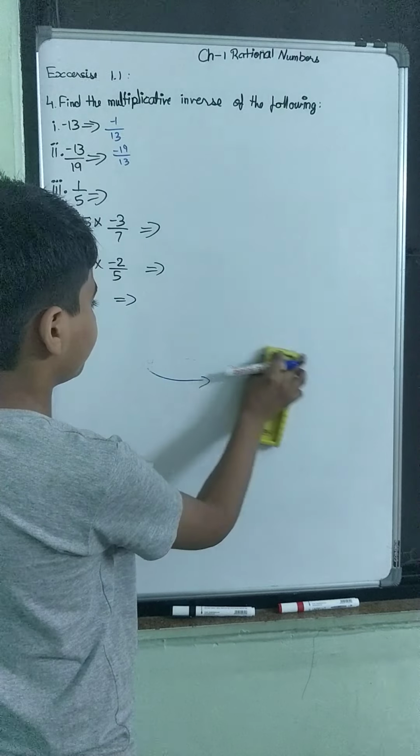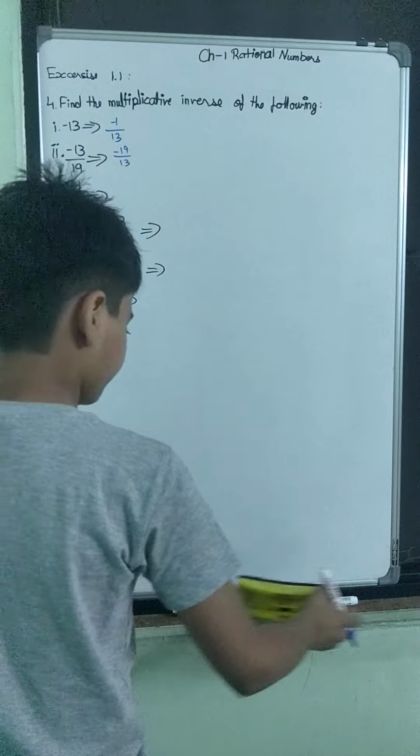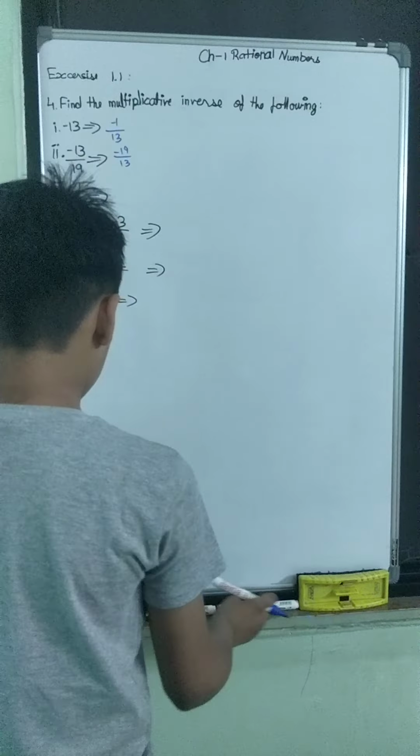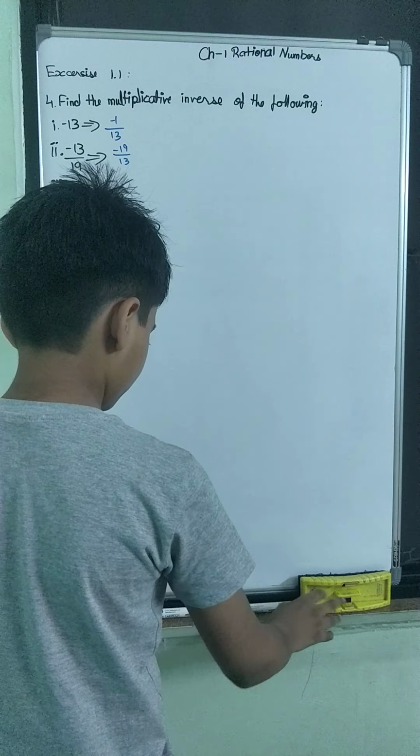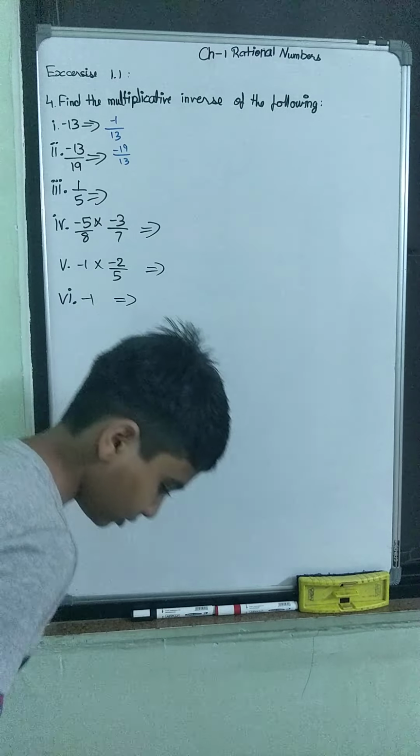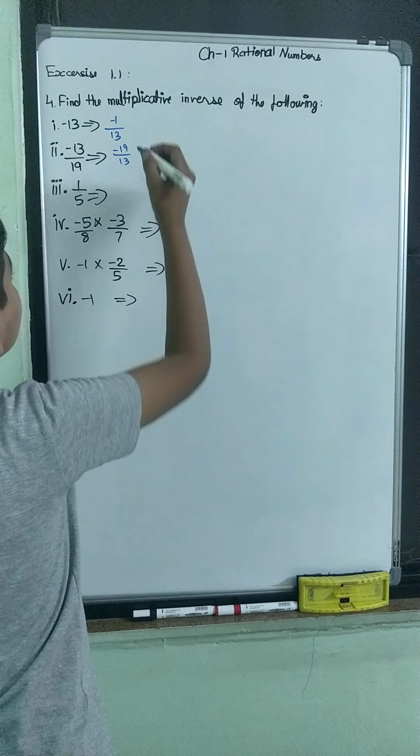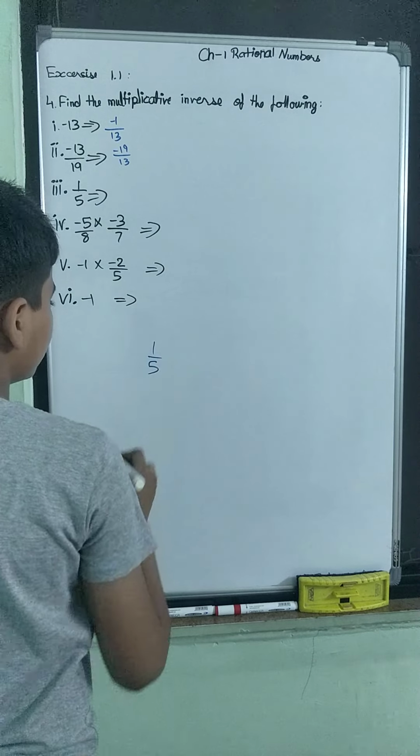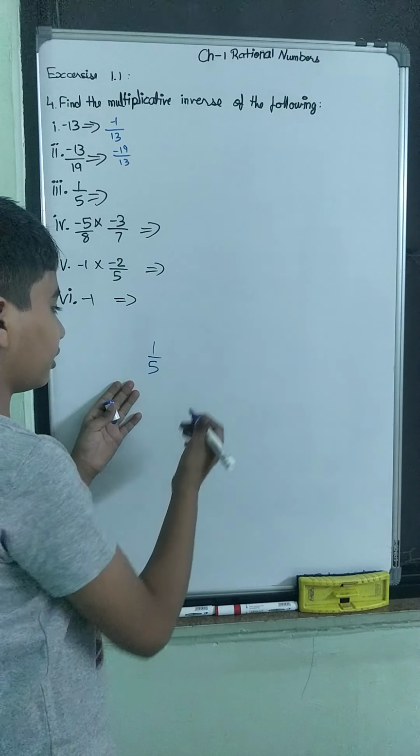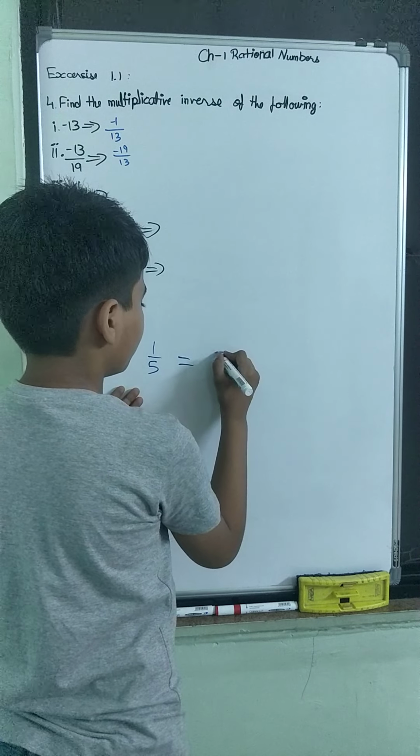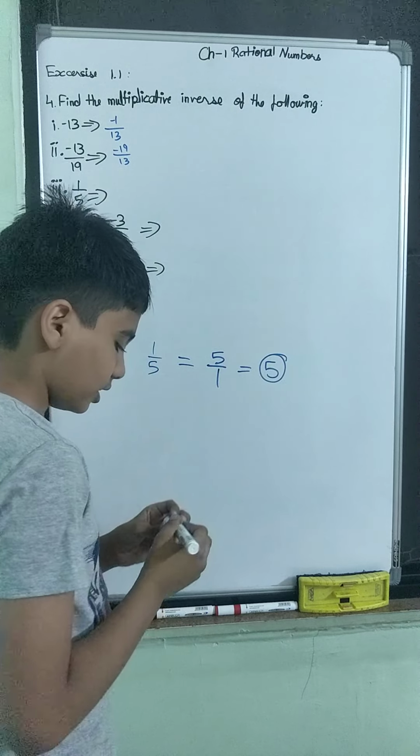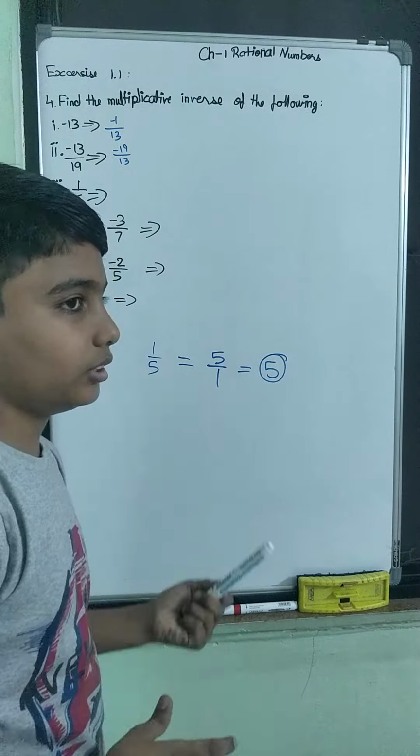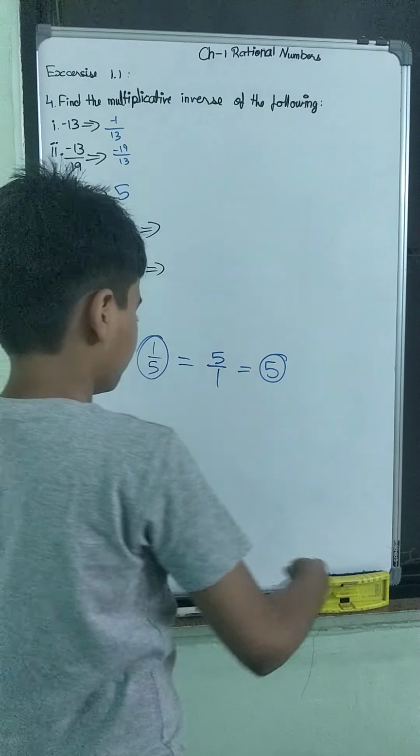Now question number 3. What is question number 3? Question number 3 is 1 by 5. So again we have the numerator as 1, so the denominator will become 5 by 1. Therefore, the whole number 5 is our multiplicative inverse of 1 by 5. So we will just write the positive whole number 5.